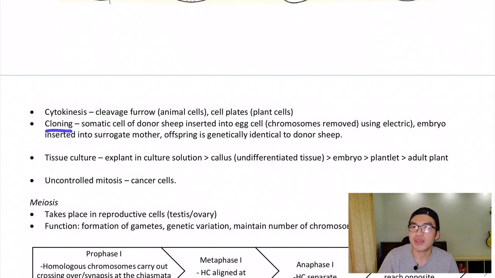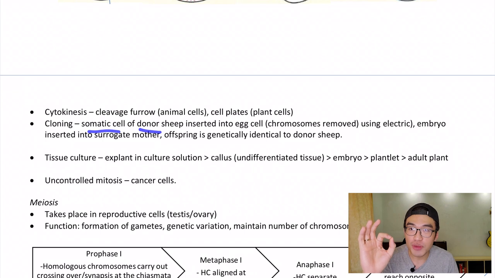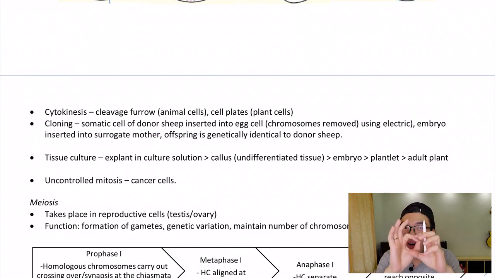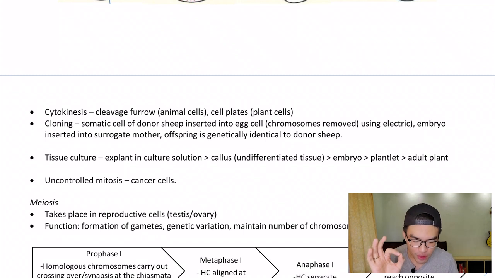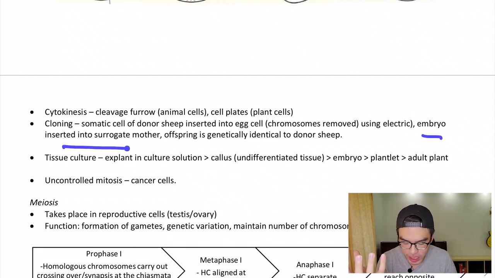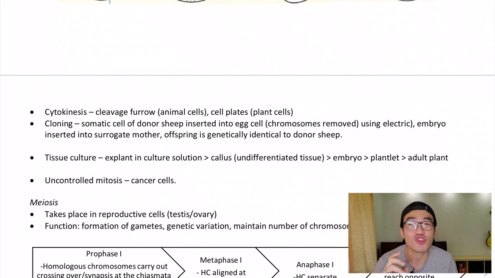So, cloning. In animals, we call it cloning. How does this work? Basically, we take a somatic cell of a donor sheep, let's call it sheep A, and then we insert it into an empty egg cell with the chromosomes removed. We use electricity, of course, we zap them in. So we form an embryo and insert it into a surrogate mother. The offspring is genetically identical to the donor sheep. You should get the exact same sheep as sheep A, because I'm cloning them. So this is the only cloning we have done so far.